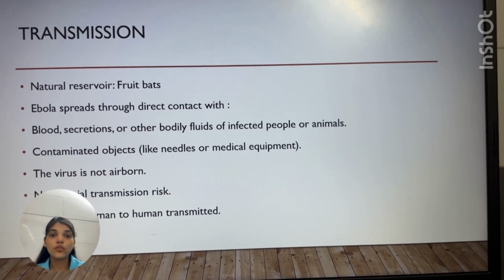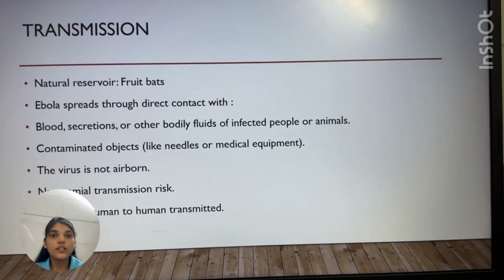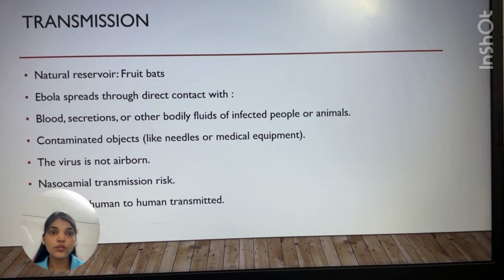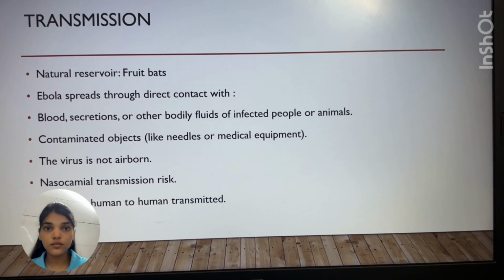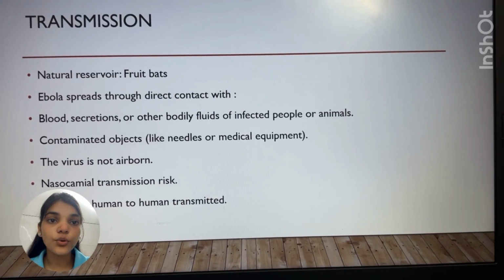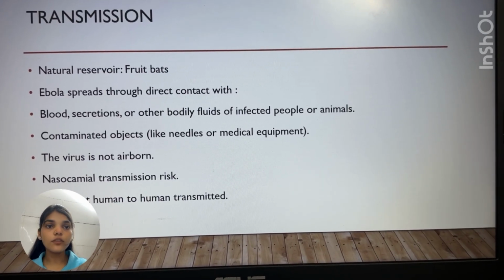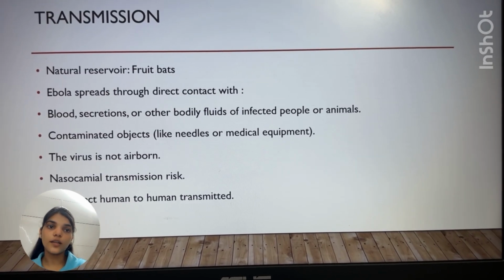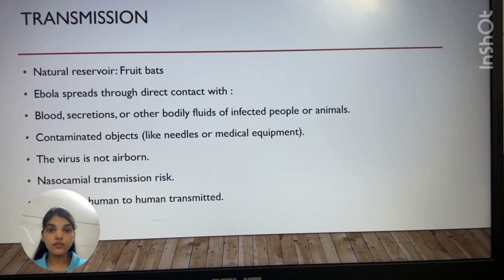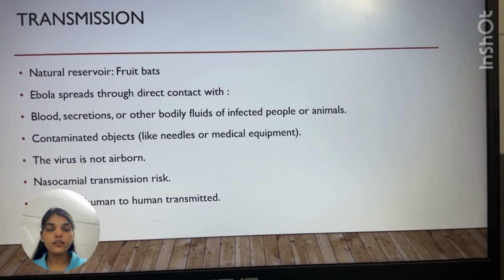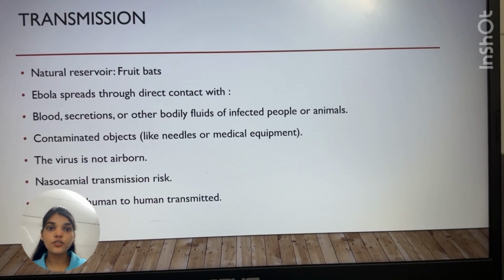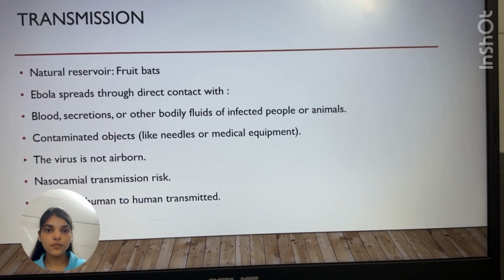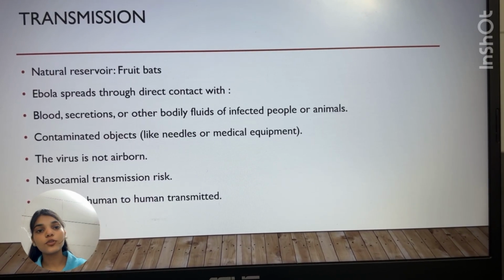Now, transmission of Ebola virus in the human body. The natural reservoir is fruit bats. Ebola spreads through direct contact with blood, secretions or other bodily fluids of infected people or animals. Contaminated objects like needles and medical equipment, or a single needle used for multiple patients, can also transmit Ebola virus. The virus is not airborne. It is a direct human to human transmitted virus.